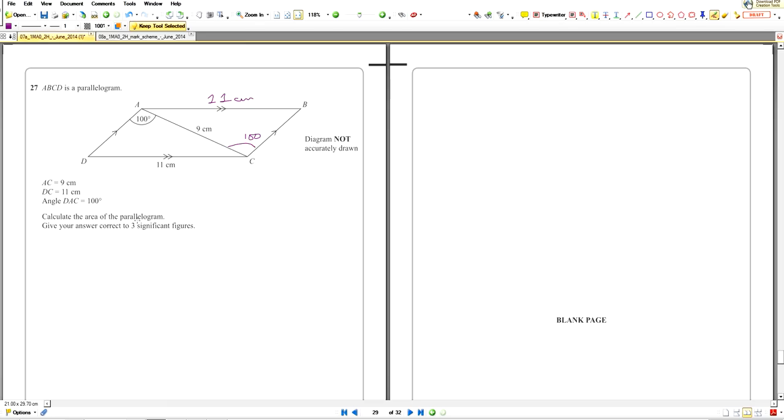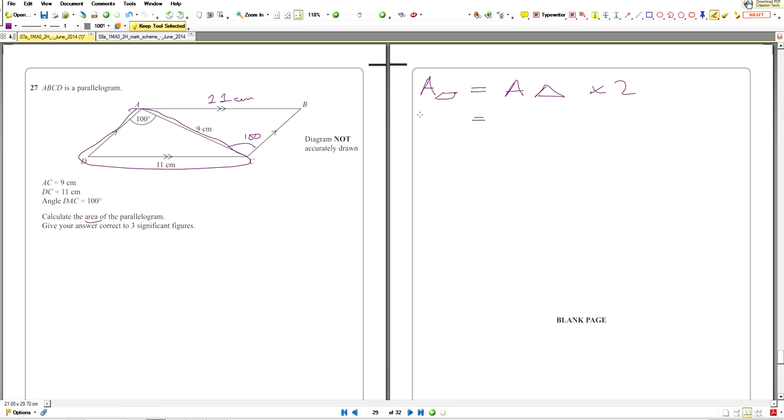Okay, calculate the area of the parallelogram. Now, in order for us to work out the area, the parallelogram is made of two triangles. So if I was to consider this triangle here, the area of the parallelogram is equal to the area of one of the triangles times 2, because there's two of them. These are identical.